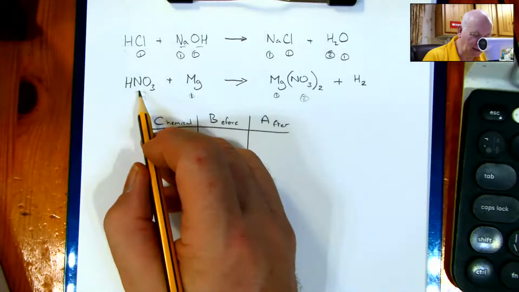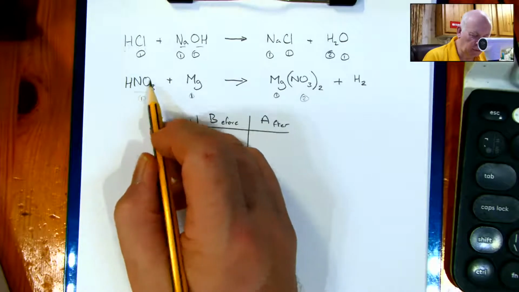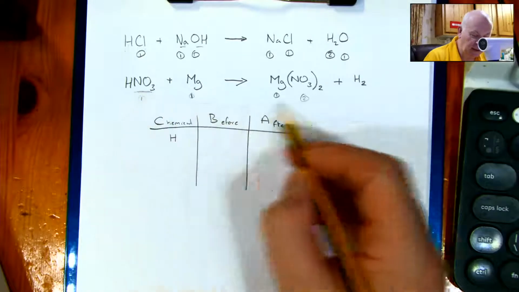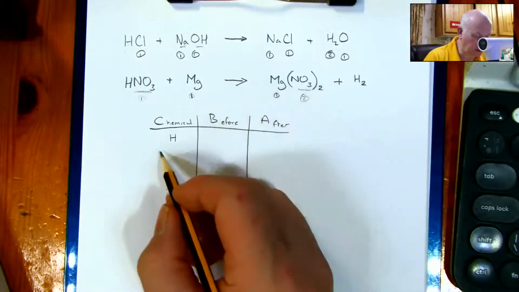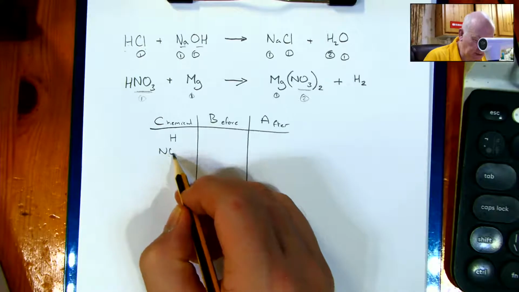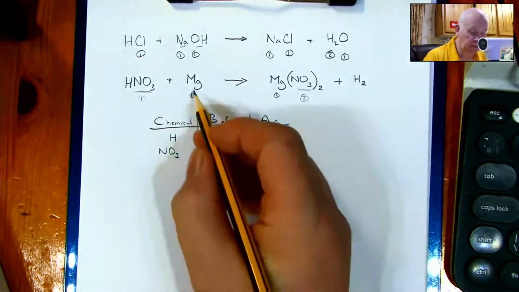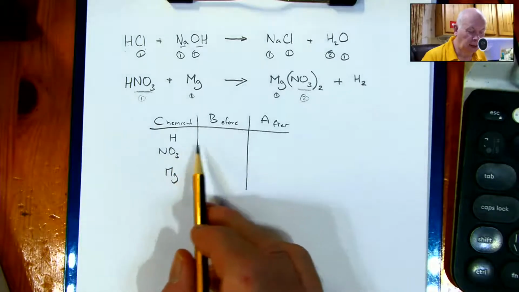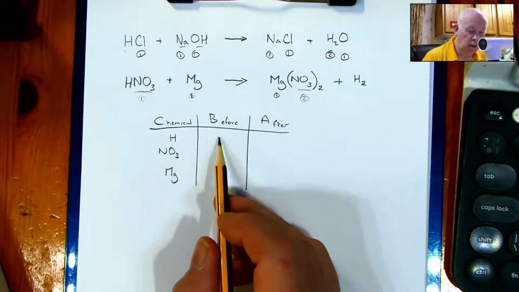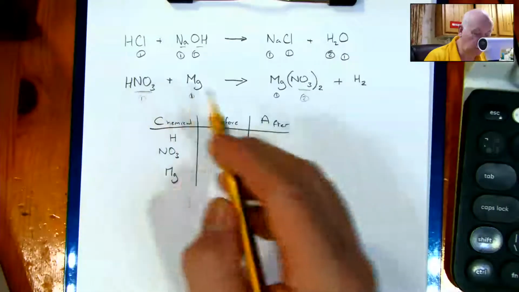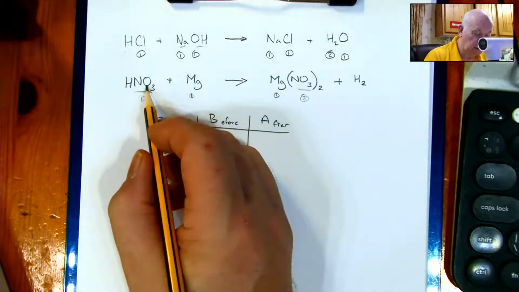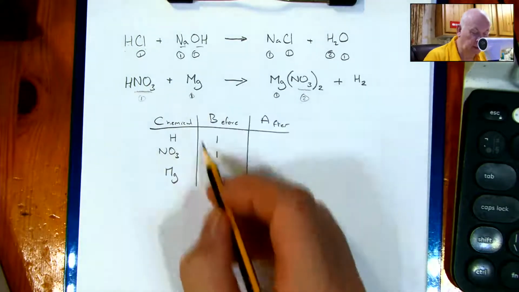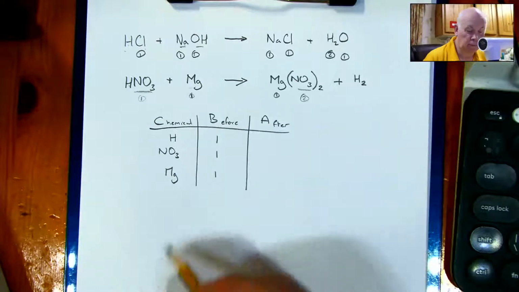Now this one, NO3, I could write it down as nitrogen and oxygen, but this NO3 here is going to end up over there, so it's not really going to change. So I'm going to make my life easy, and I'm just going to write down NO3, and I've got my magnesium. Let's have a look and see how many we've got before. I've got one hydrogen before, the nitrate group, I've got just one of those, and my magnesium, one of those.